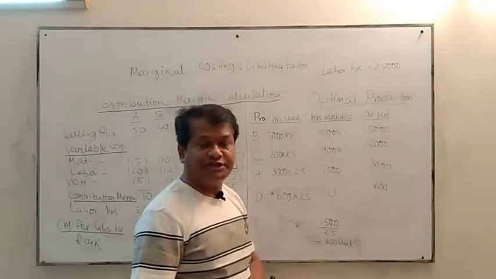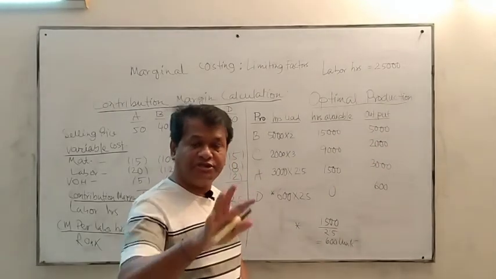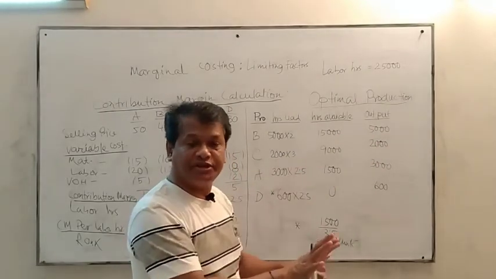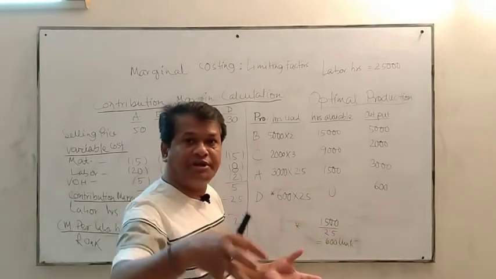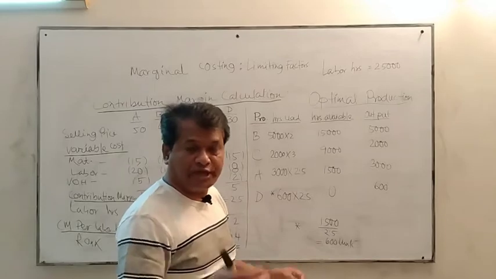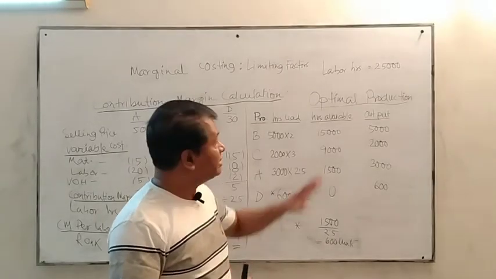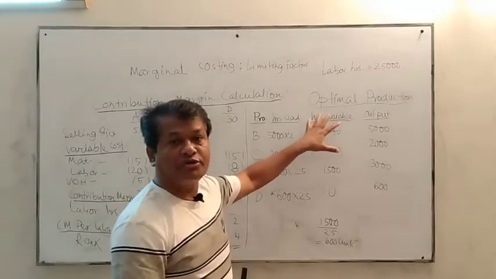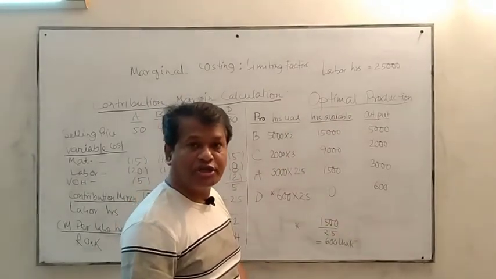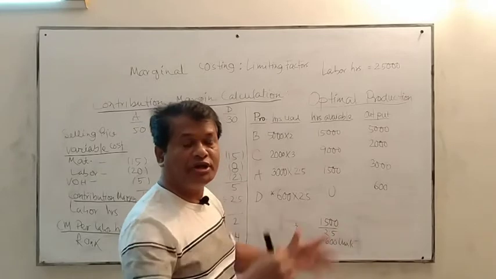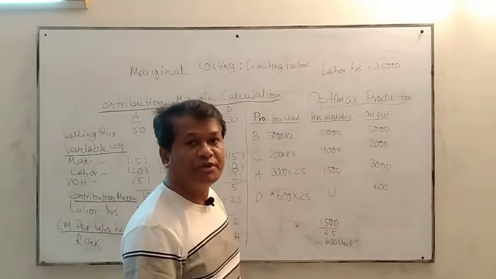As we have already said, limiting factors means some of the factors which limit the production. So all production which is demanded by the market cannot be produced. That's why, for limiting factors, this is the formula to calculate the optimal production. Optimal production is the production at which the company's total profit is maximized.